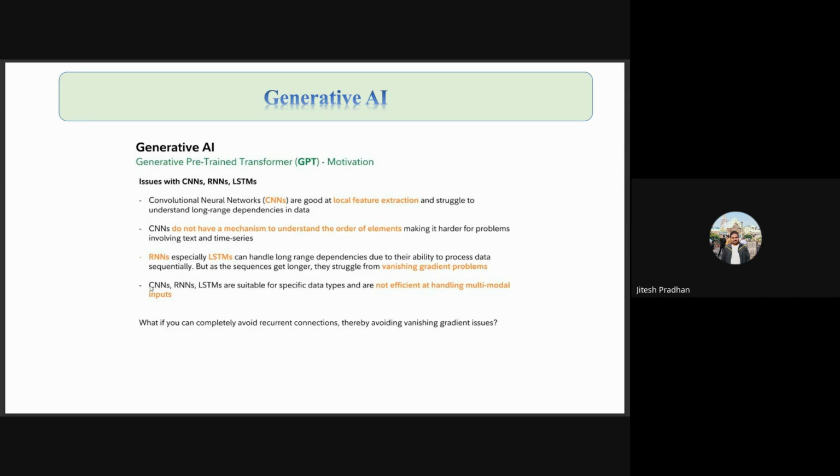So that's why RNN, CNN, LSTM are suitable for specific data types. For example, CNN is suitable for images. RNN and LSTM are suitable for short text, not long text dependency. That's why we are using generative pre-trained transformers, GPT models. We will see what this GPT is later.